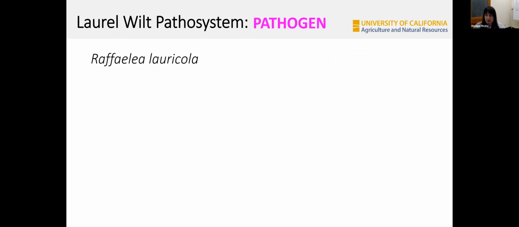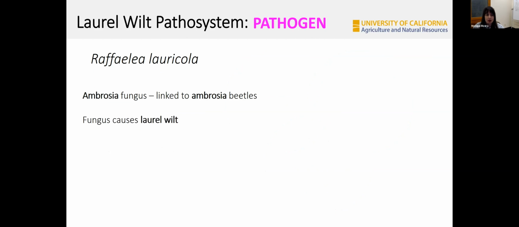In going over some of the pathogen details, Raffaelea lauricola is the fungal name of the fungus that causes the Laurel Wilt symptoms and gets into the vascular tissue. It's also called an ambrosia fungus, because it's linked to ambrosia beetles. The fungus itself is what causes the Laurel Wilt, so it's nothing to do with the beetles and their development on the tree. It is specifically due to the pathogen. And the beetles need the pathogen in order to consume the tree.